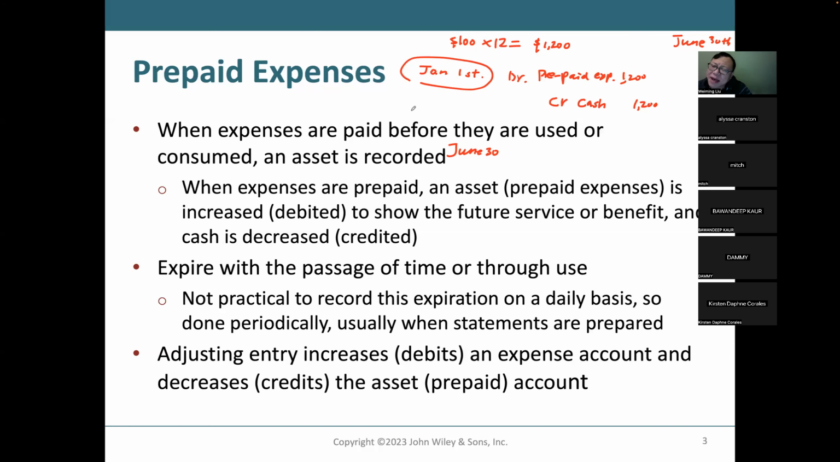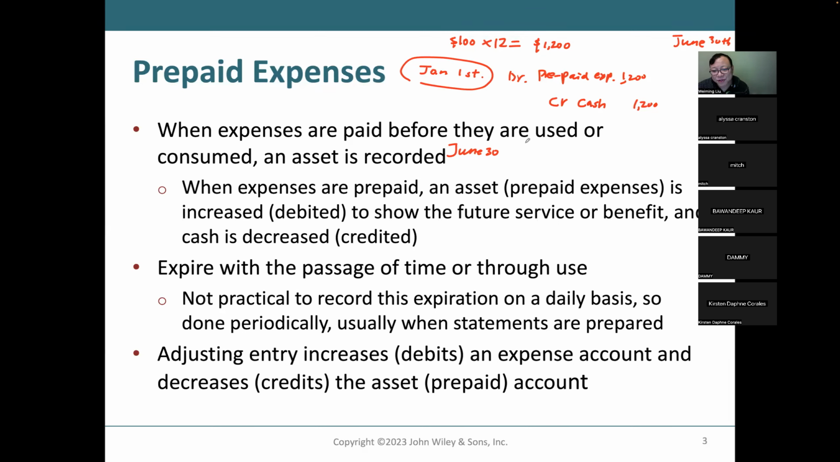So how many issues of the magazine have you received? For a year there are monthly issues, so there are 12 magazines for a year. How many have you received? Six months have passed. Six magazines you have received, and you have learned the knowledge. You have consumed the benefit of those six magazines, right? So you should recognize the expenses.